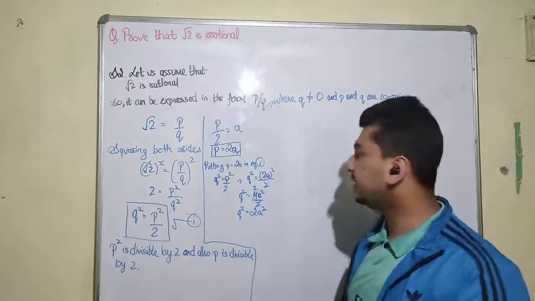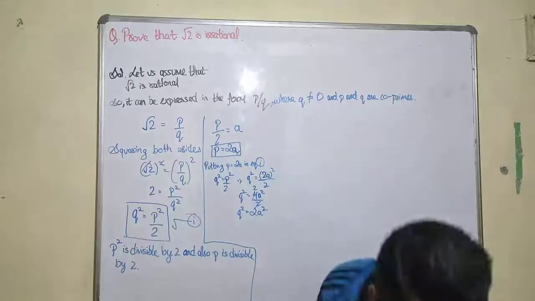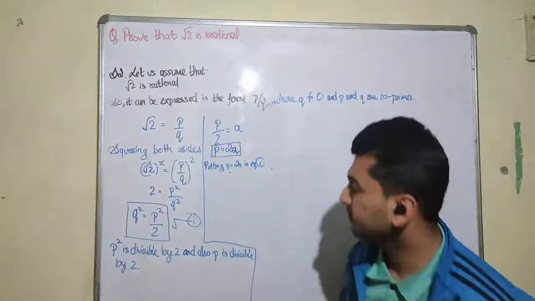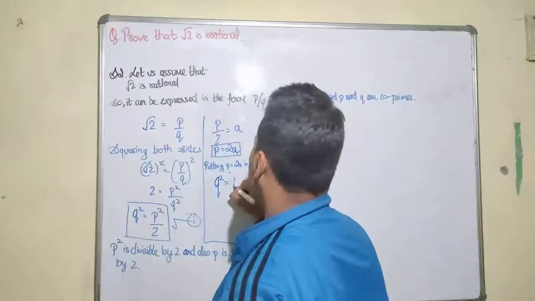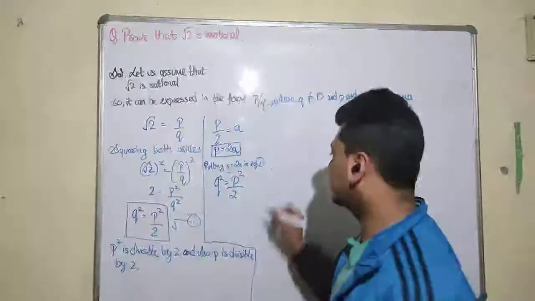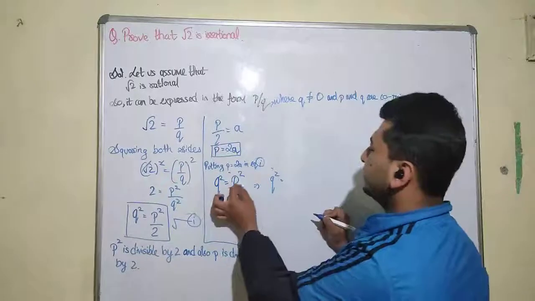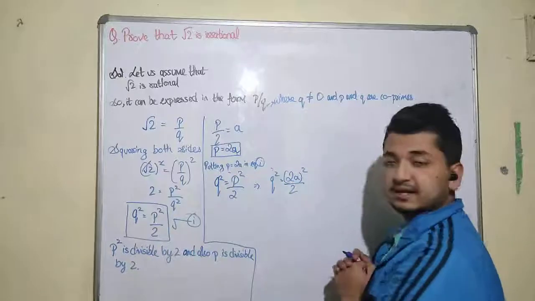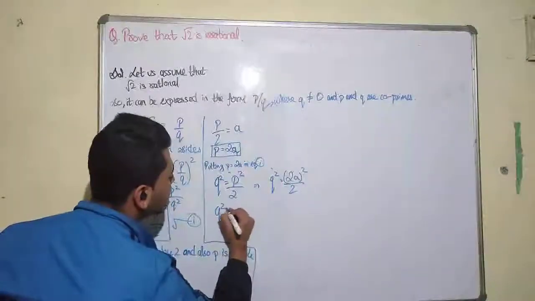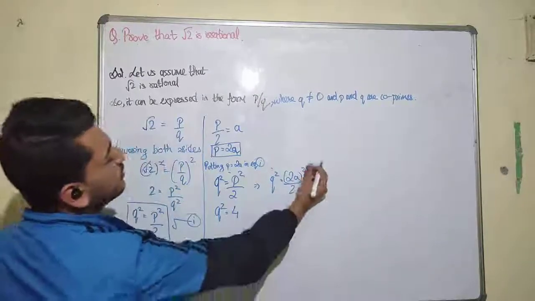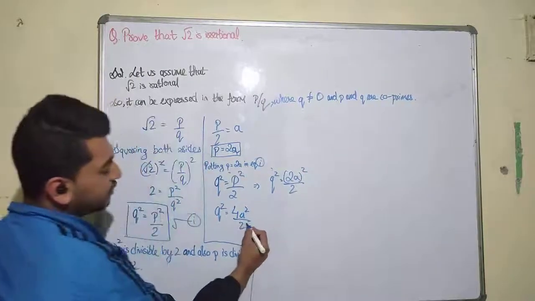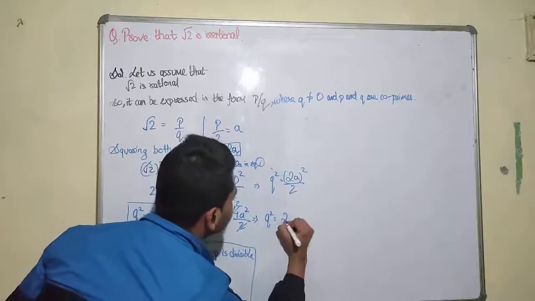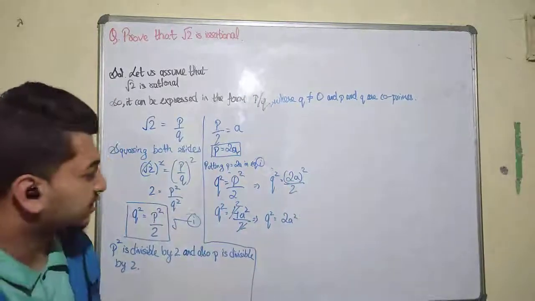I hope it is not visible, I guess it is not visible for you all, so I'll write it again. We have the equation q square is equal to p square by 2. So q square can be written as (2a) whole square divided by 2. That is 4a square divided by 2, and 2 cuts off 4 by 2, so we get q square is equal to 2a square.